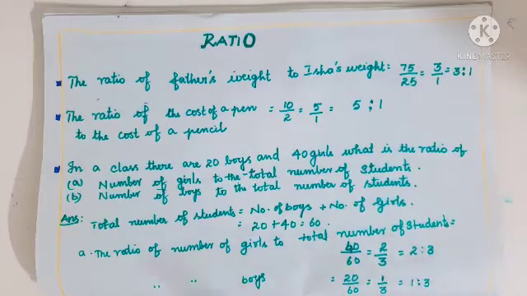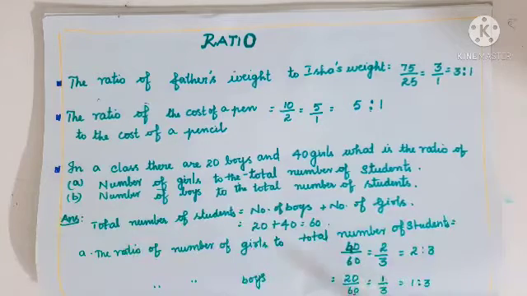Likewise, the ratio of the number of boys to the total number of students: for boys you put 20, out of the total of 60 students. Now you cancel: 2 ones are 2, 2 threes are 6. So the ratio is 1 is to 3. Do we understand this? Yes.